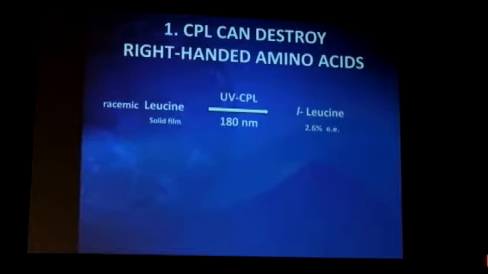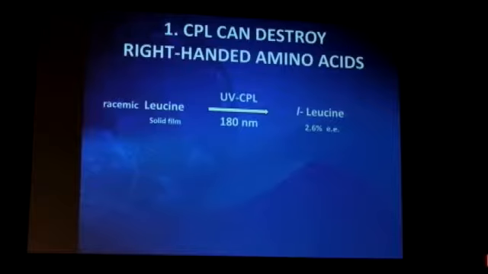Point one is based on some work by Meierhenrich back in 2005, where he took a solid film of racemic leucine and irradiated it with circularly polarized light at a wavelength of 180 nanometers, in the ultraviolet region. Out of that, he saw an enriched mixture where L-leucine is enriched over D-leucine by 2.6% enantiomeric excess. That was interesting work, because for the first time it appears that some process was able to create an enrichment, when most understandings of chemical reactions would say that wouldn't happen. So the question is, what did truly happen?